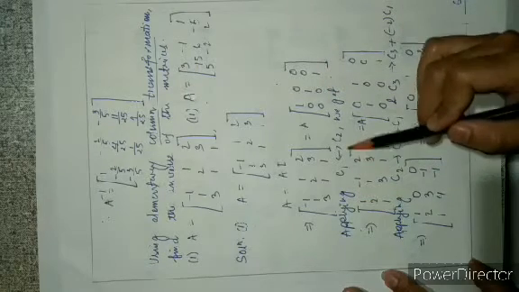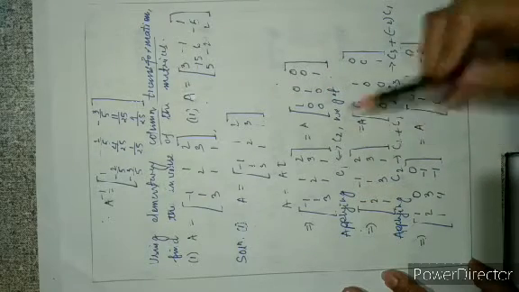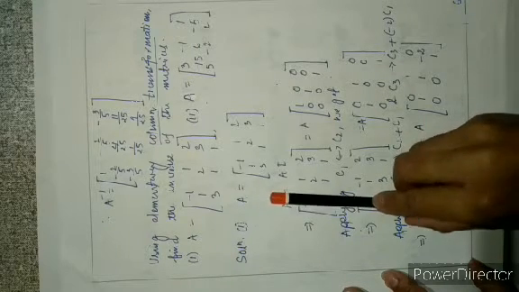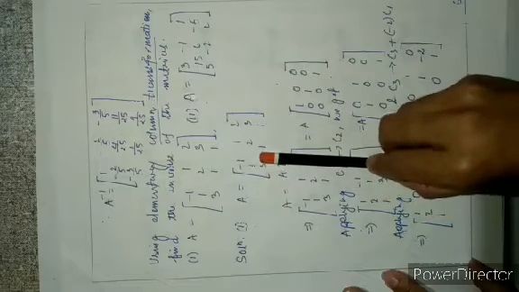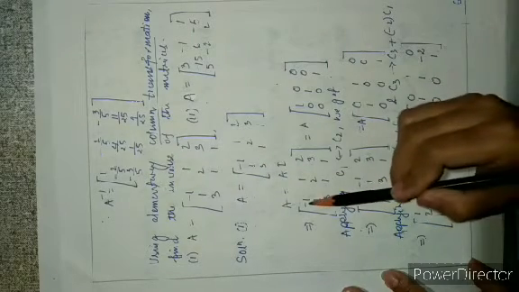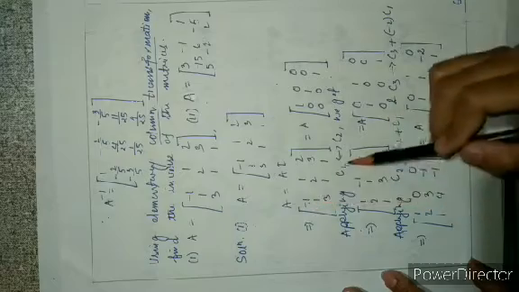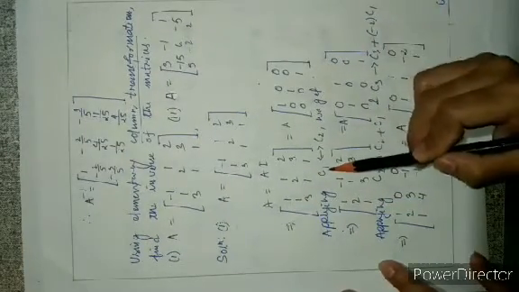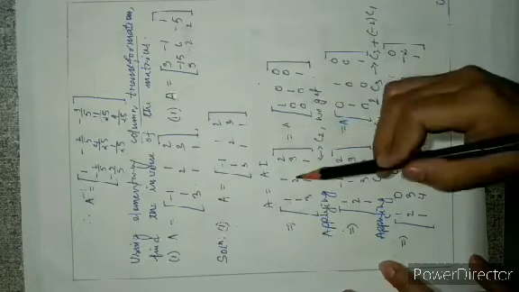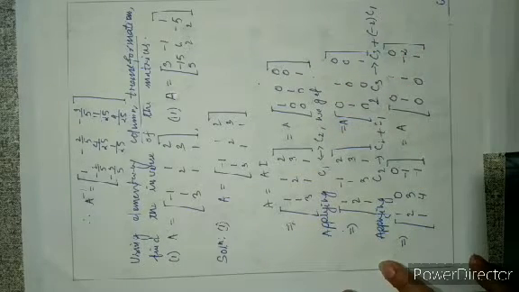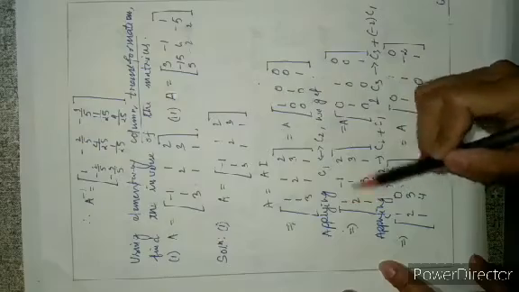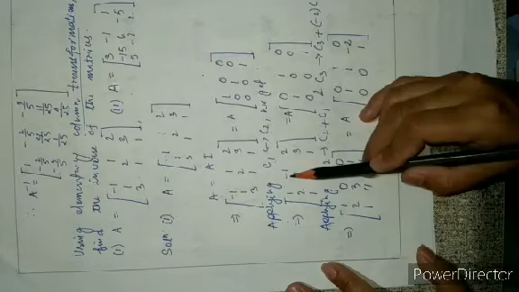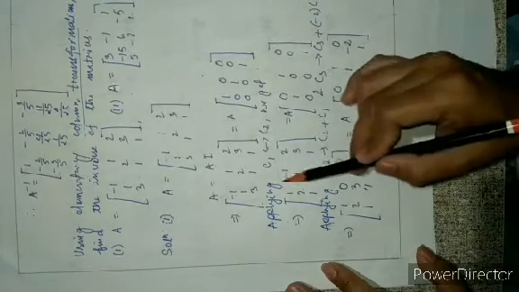Applying C1 tends to C2, interchange the columns. First column, second column, third column. Step 1: interchange column 1 and column 2. Interchanging the first column and second column, the first column becomes the second column and the second column becomes the first column.